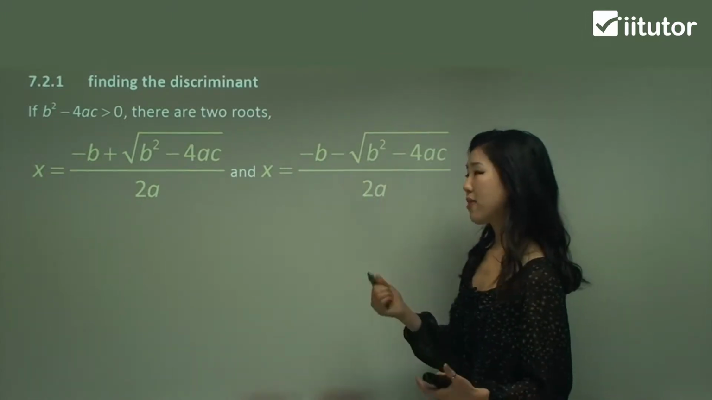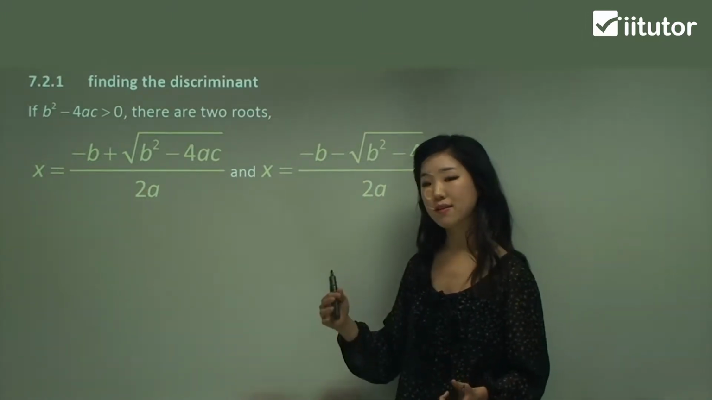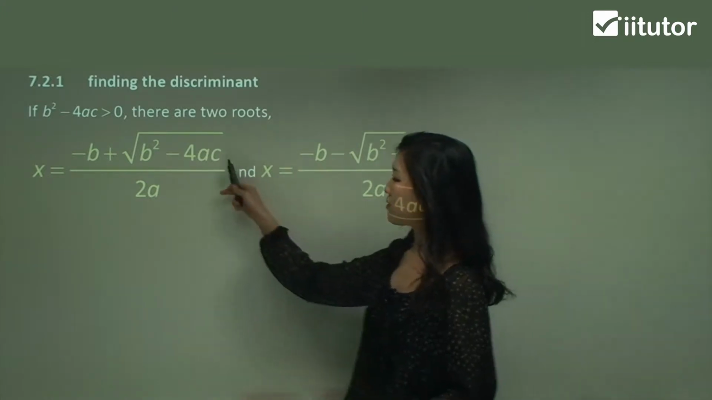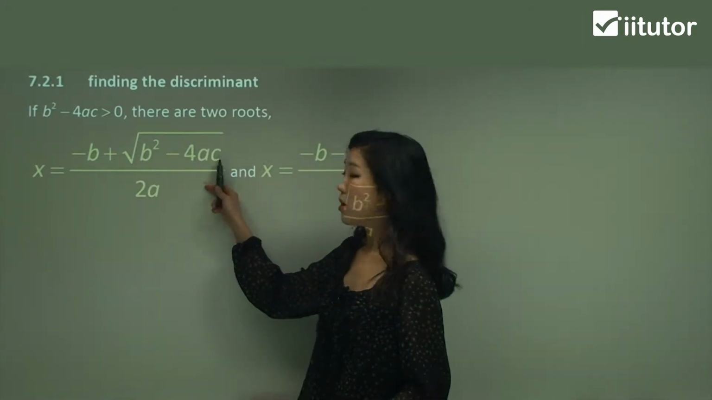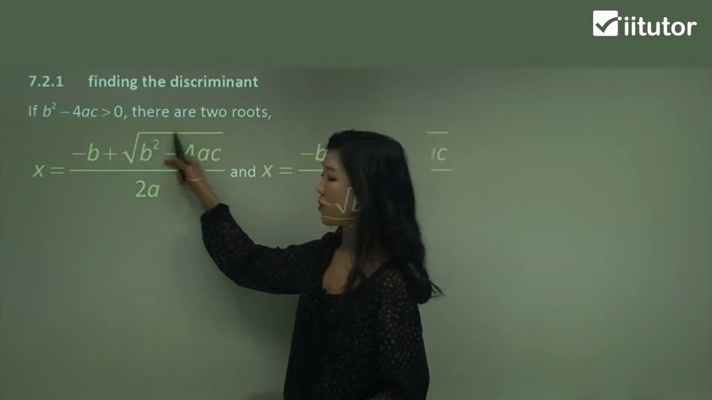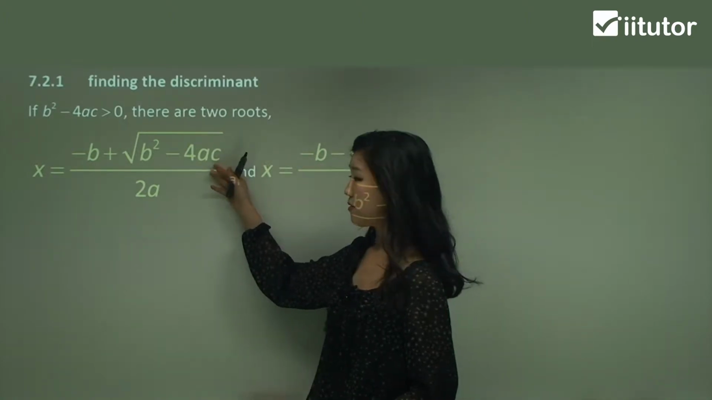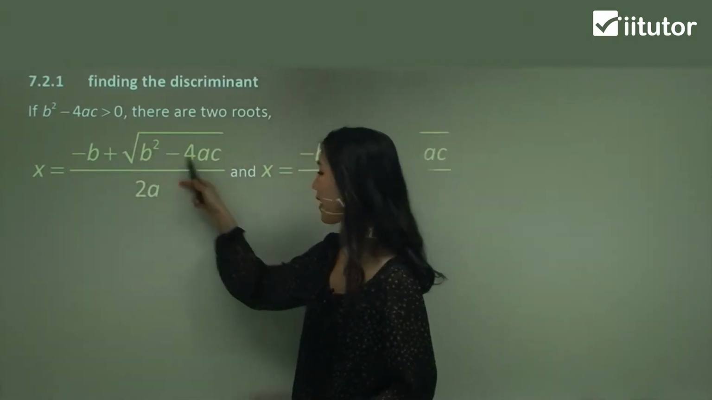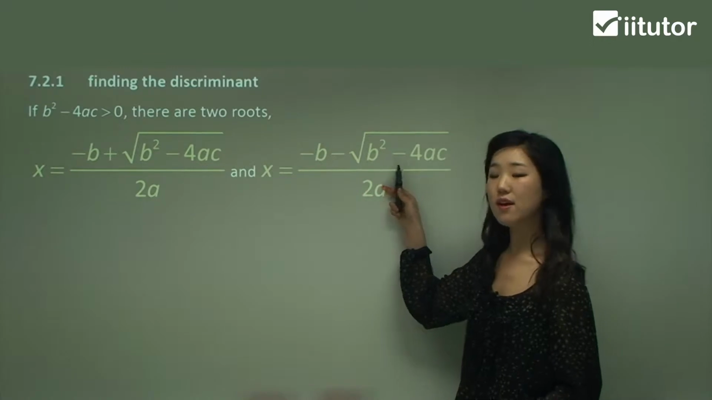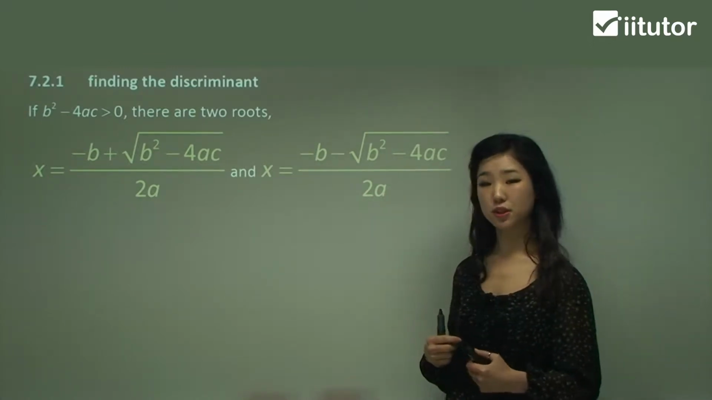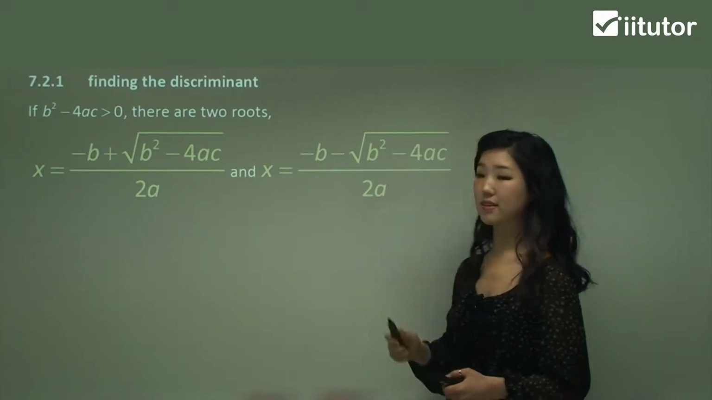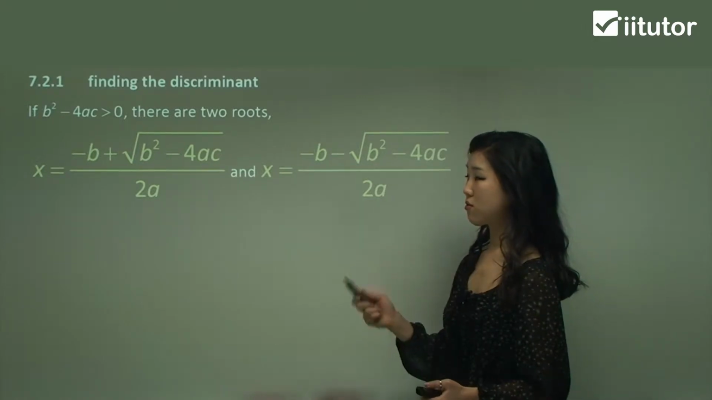Okay? Remember how the quadratic is negative b plus or minus? So if this value is a positive value, we're going to have a value for the square root of that value. So we're going to have one that's positive and one that's negative. So we're going to have two distinct roots. Okay, so that's the first case. So when discriminant is greater than 0.